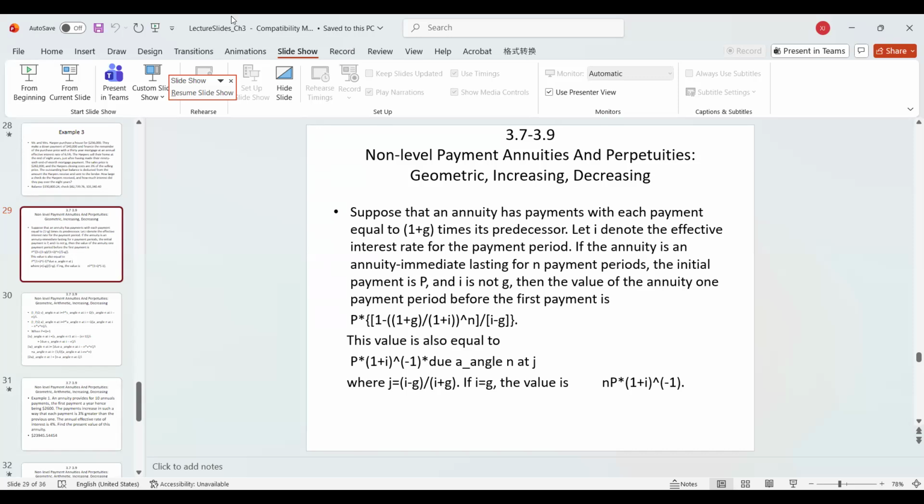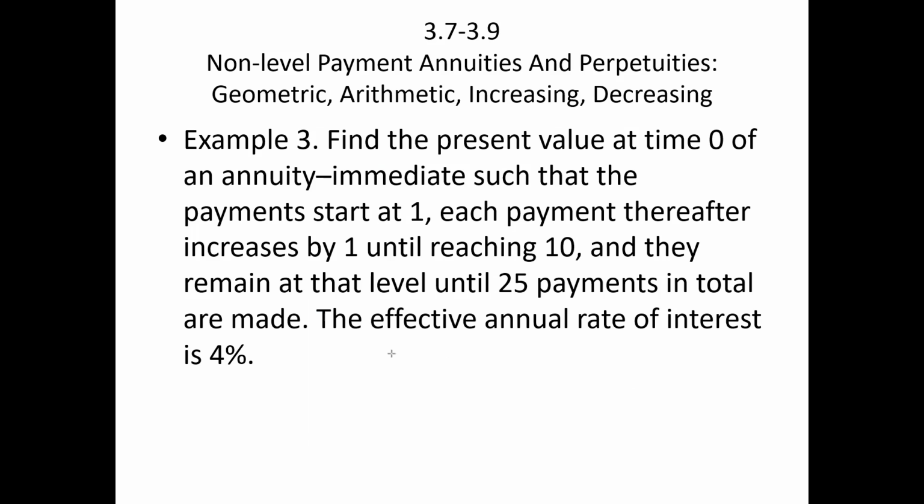Let's draw the timeline, make it longer because we have two types of settings: 0, 1, 2, until 10. And then starting from 11 to 25, we have a level payment. So 1, increase by 1, so you have 2, and you have 10, then you have 10, 10.